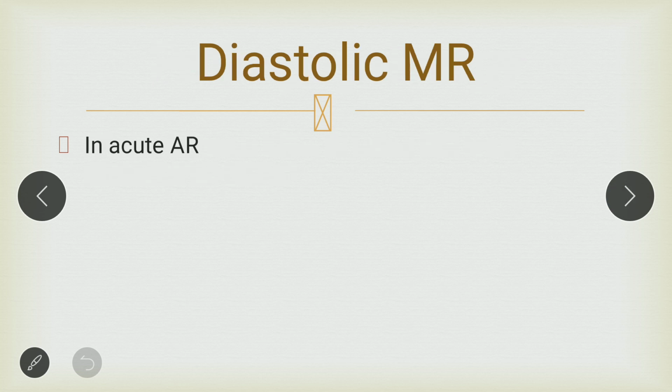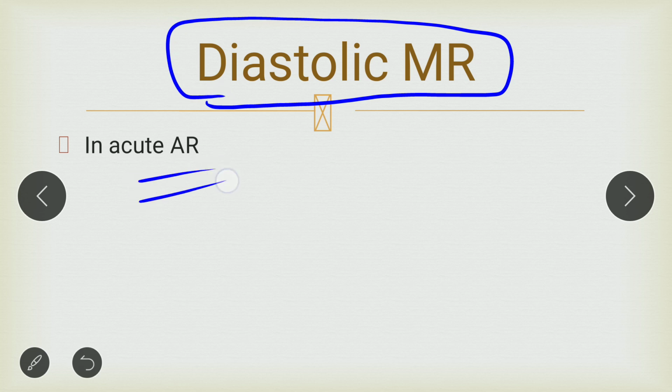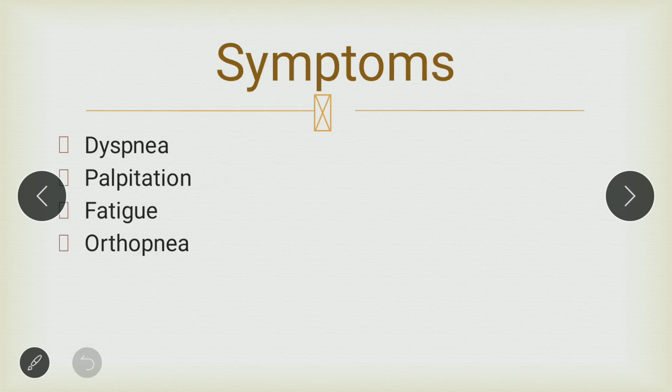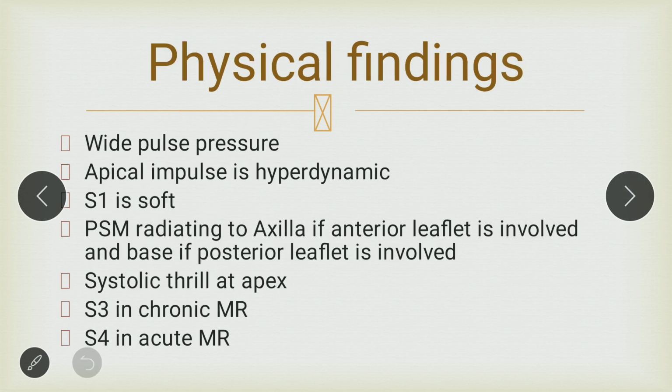That's a terminology called diastolic MR. That is, this is seen in case of acute AR. In acute AR, the blood gets regurgitated back into the left ventricle and goes via the mitral valve apparatus into the left atrium. This is called diastolic MR. And the common symptoms of mitral regurgitation are dyspnea, palpitation, fatigue, and orthopnea due to left heart failure.